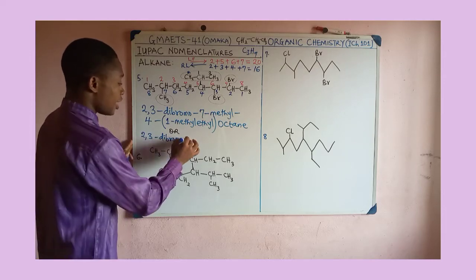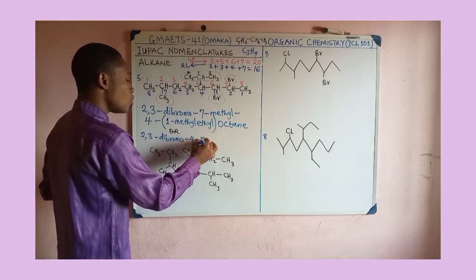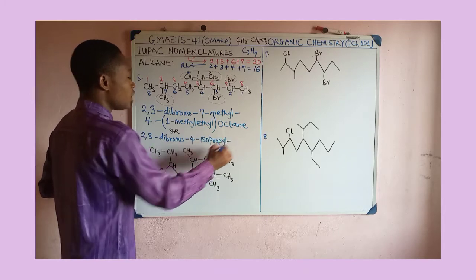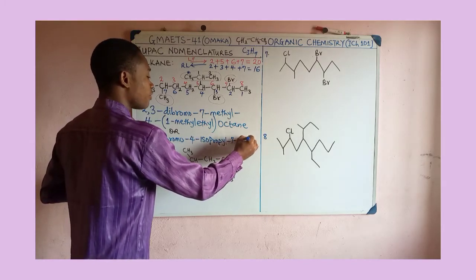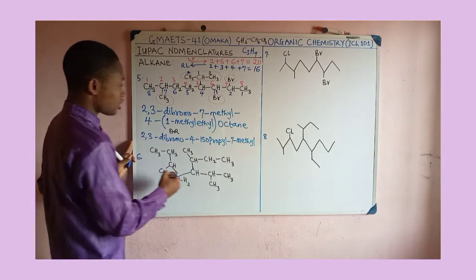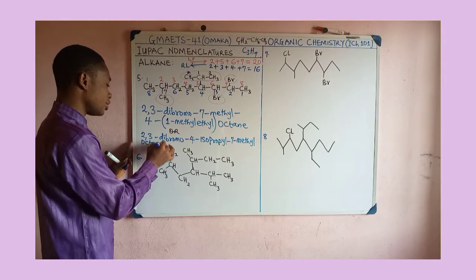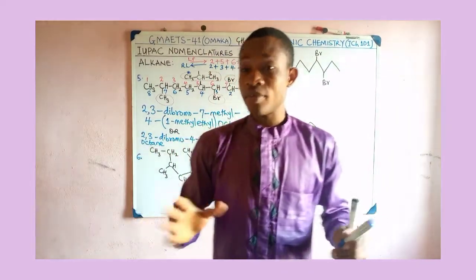Good, and then we move on. On the 4th carbon atom of the parent, 4-isopropyl. And then on the 7th carbon atom, we have methyl, 7-methyl. The longest carbon chain is 8, so it ends with octane. And that is the nomenclature of that structure. Either of them is correct.